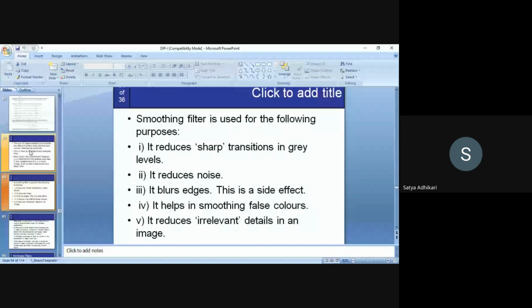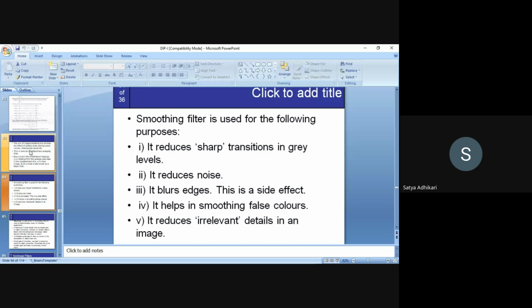We have a good example. We'll discuss that, but before that, let's see what the purposes of a smoothing filter are. A low pass filter reduces sharp transitions in gray level.